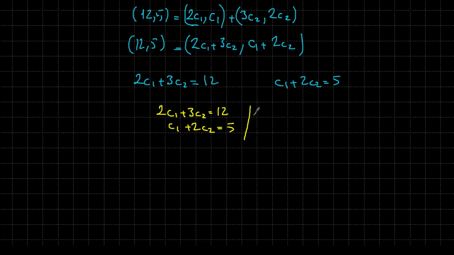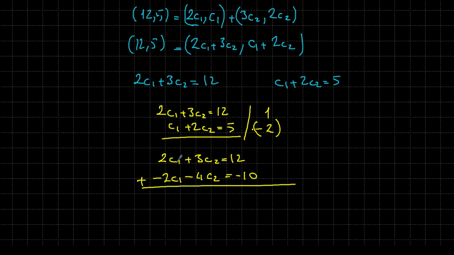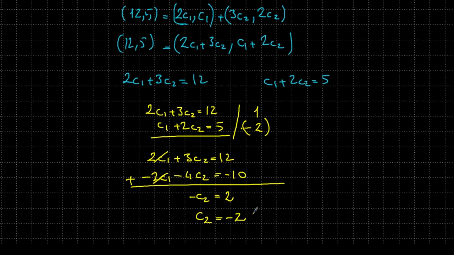I'm going to use the elimination method. I'm not going to multiply the first one, and I'm going to multiply the second one by minus 2 to eliminate the c1s. So 2c1 plus 3c2 is equal to 12, minus 2c1 minus 4c2 is equal to minus 10. If you add them side by side, these two are going to be eliminated, and minus 4c2 plus 3c2 is equal to minus c2, and 12 plus minus 10 is equal to 2. So c2 is equal to minus 2.